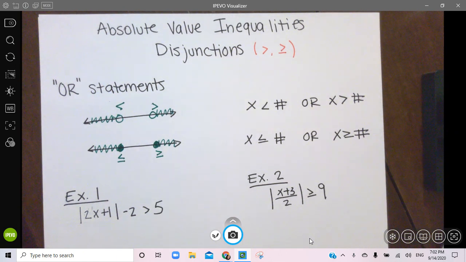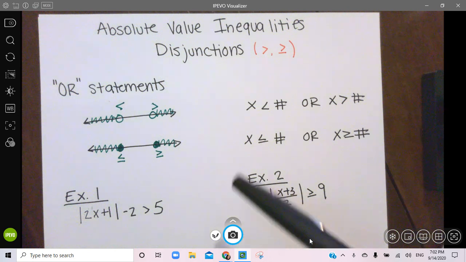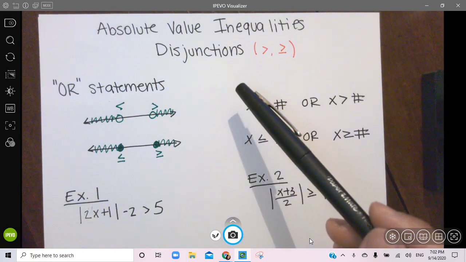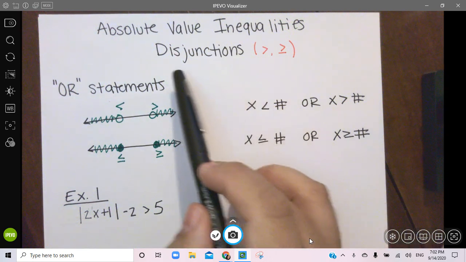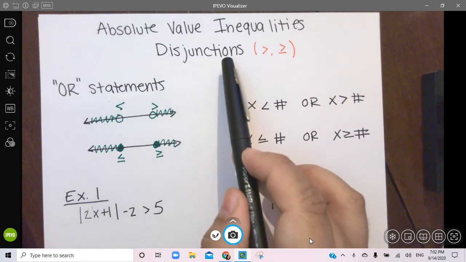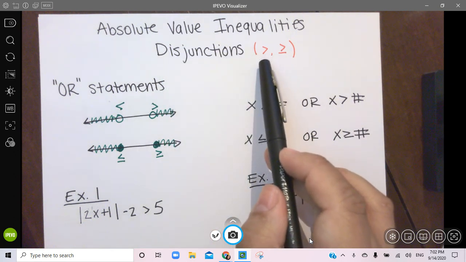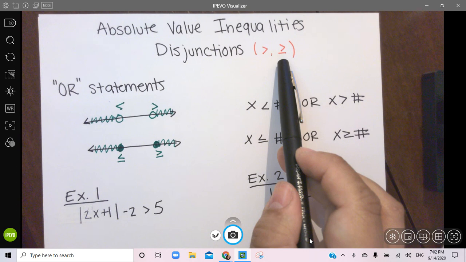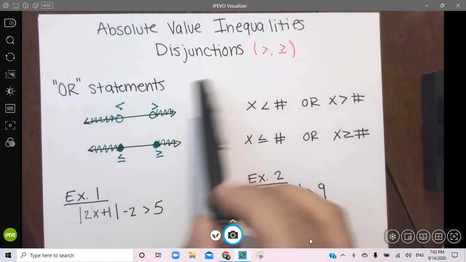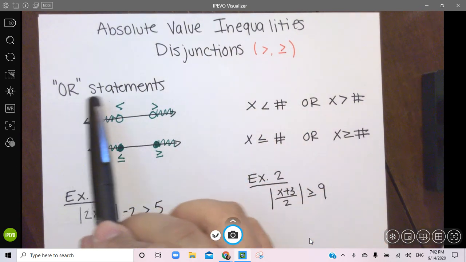Okay, so today we're going to be going over disjunctions. If you remember for conjunctions, we were dealing with less than and less than or equal to. With disjunctions, we're actually going to be dealing with greater than and greater than or equal to. So disjunctions are basically our or statements.